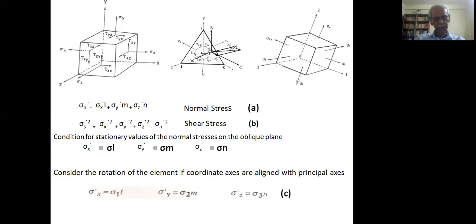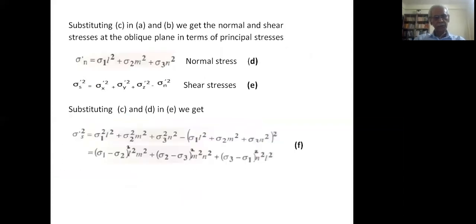Okay, so with this, things become much easier because we don't have to take the 9 stress elements. We can deal with only 3 stress elements. So the normal stress, what we have seen before, I'll just show you again.